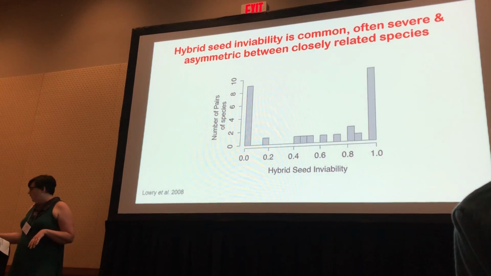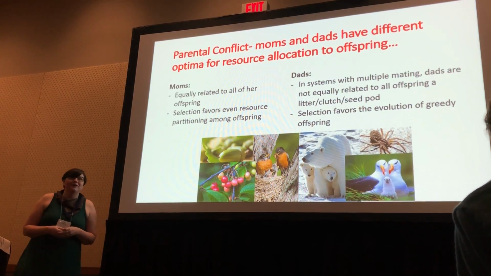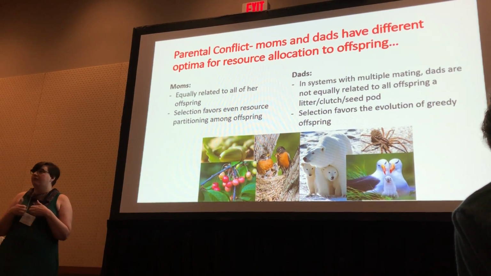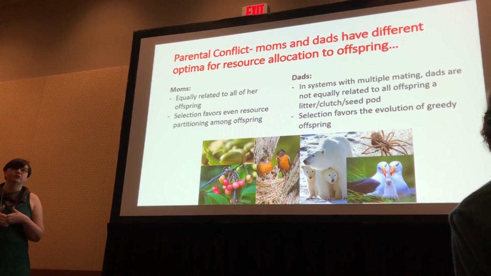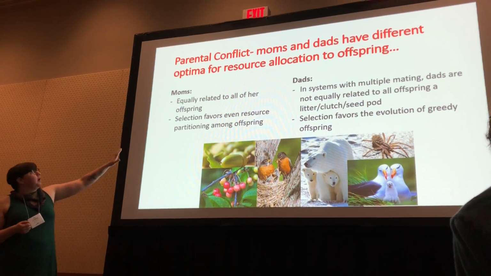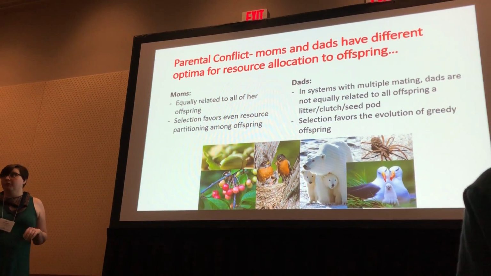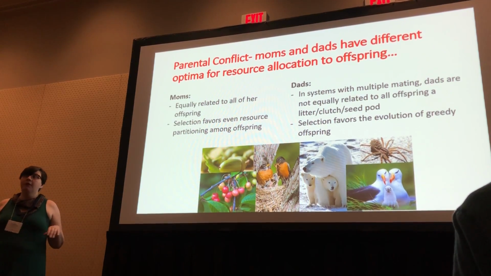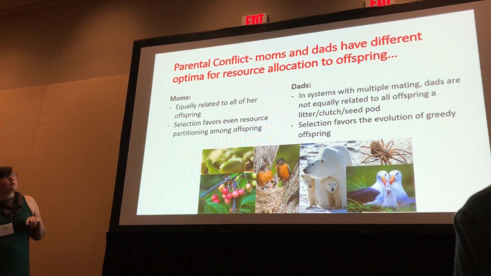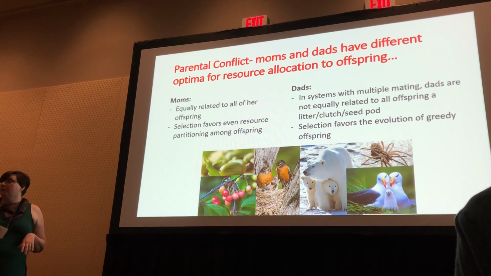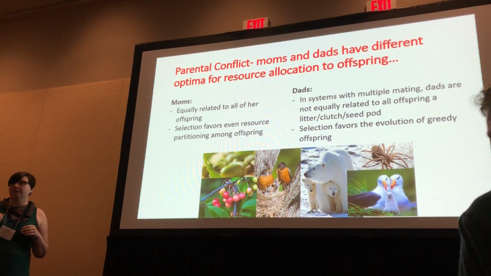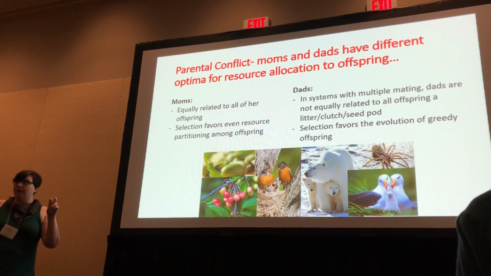Now, despite its commonality, we actually don't have a very good understanding of why a lot of intrinsic postzygotic barriers evolved to begin with. One potential hypothesis is that of parental conflict, which is simply the idea that moms and dads don't have the same optima for resource allocation to their kiddos. That's because moms are equally related to all of the offspring that are produced, and so selection should favor equivalent resource distribution among them. However, in systems where there's any amount of non-monogamous mating, dads are not equally related to all of the offspring produced, and so selection can favor the evolution of greedy alleles.